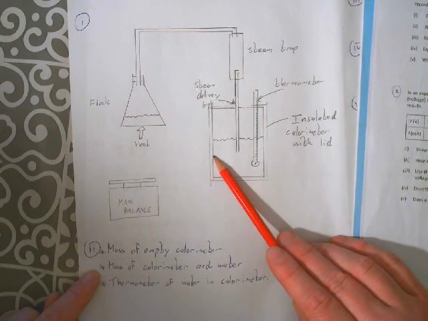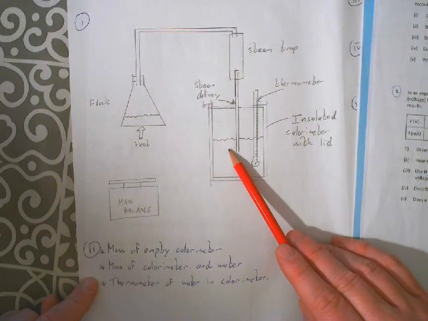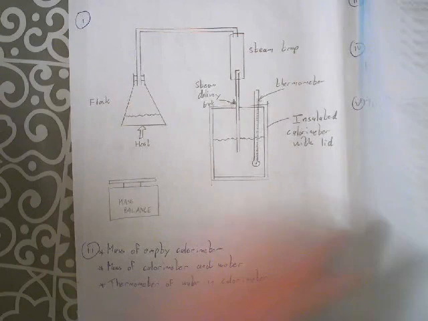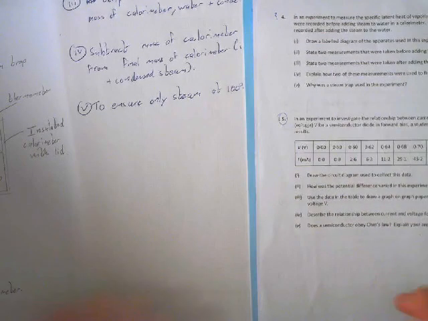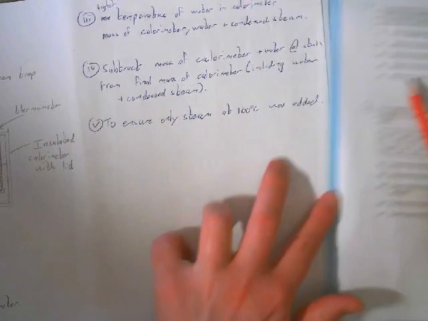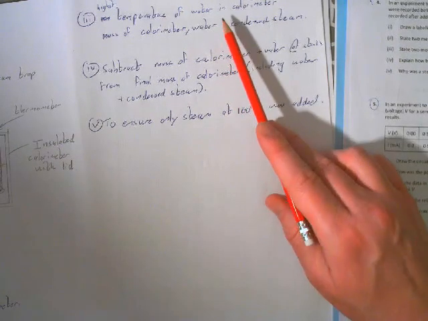I'll breeze through this one quite quickly, guys, to get to ones that we've done and that you're a bit more comfortable with. State 2 measurements that were taken before adding the steam to the water. Well, the mass of the empty calorimeter, then you add the water, so you measure that mass as well, and then the temperature of the water. So there's 3 things of the 2 they're looking for.